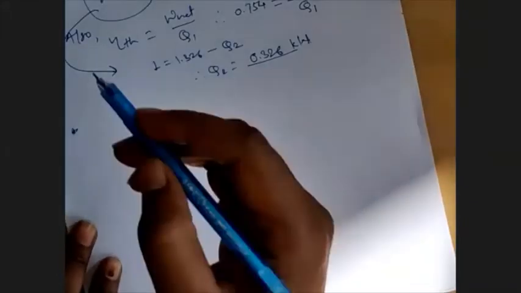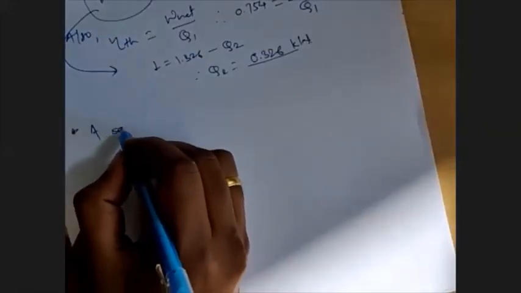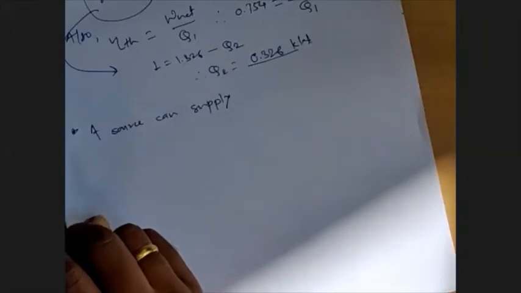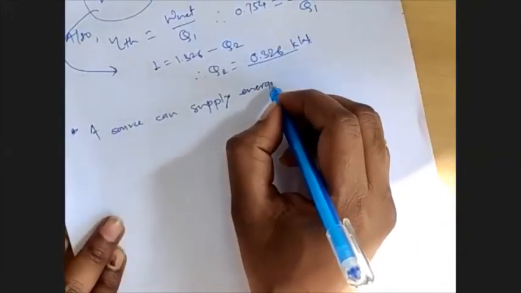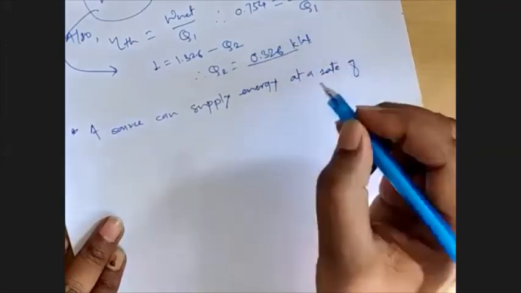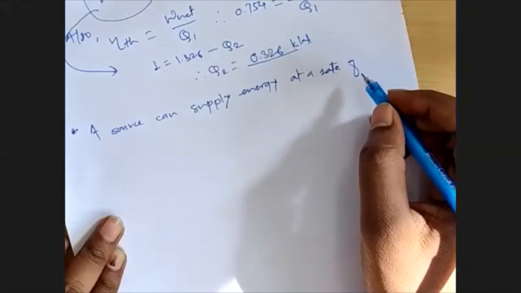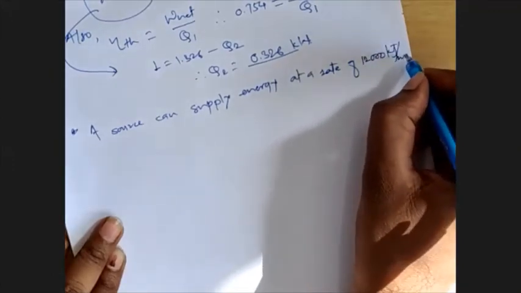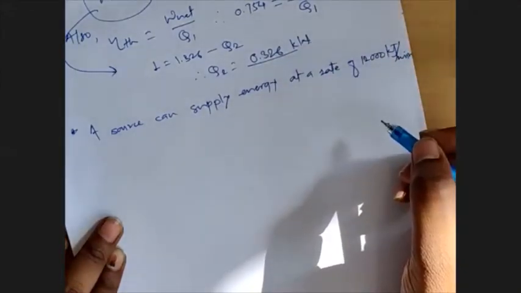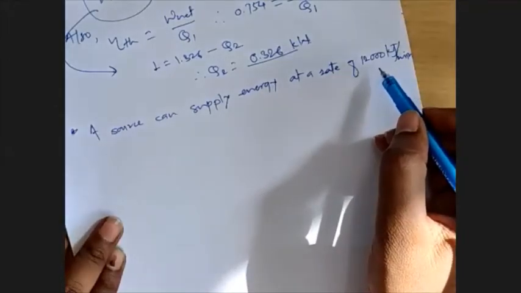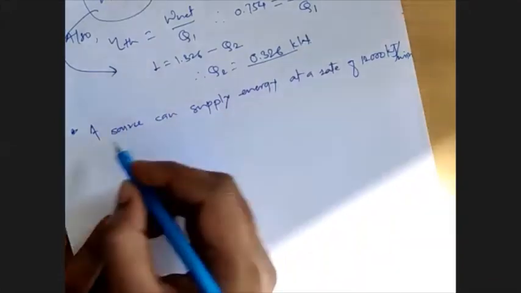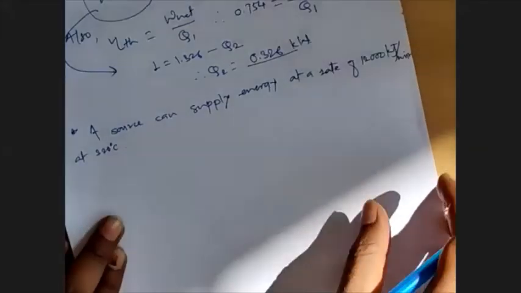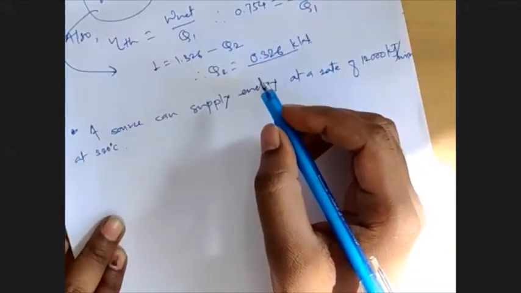Write down the statement. A source can supply energy at a rate of 12,000 kilojoules per minute at 320 degrees Celsius. Full stop.